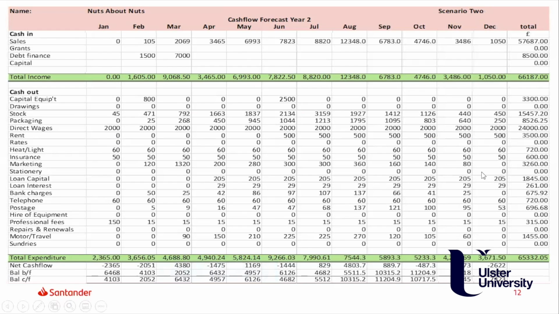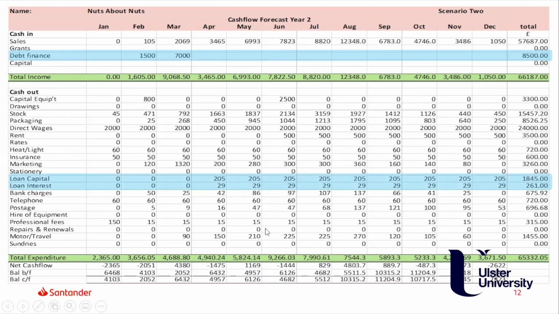So in that situation, she decides to look at a couple of options. So she looks at some debt finance. Sam has made a forecast here that she's going to request a £1,500 overdraft initially, but while that comes through, she's going to apply for a larger loan. So she's going to take out some debt to put into her business. And that could be through the Startup Loans Company, it could be through her bank. And what that means is she's going to have loan capital and loan interest payments to make.